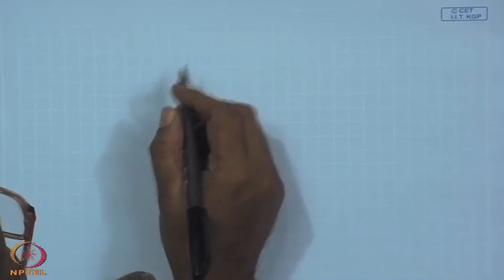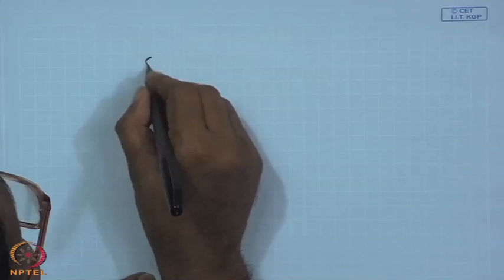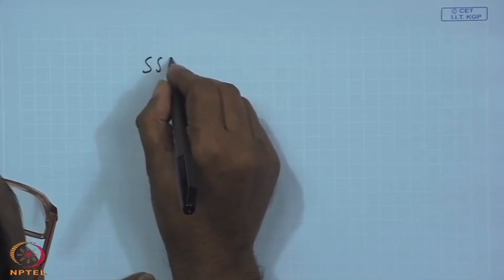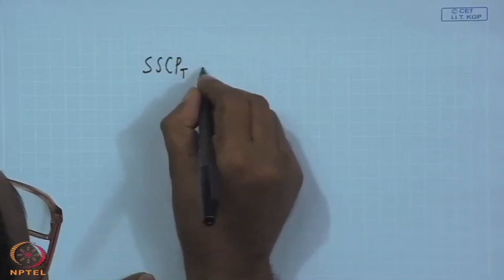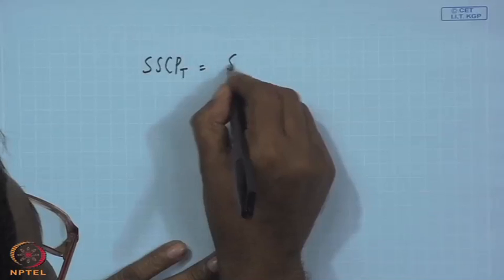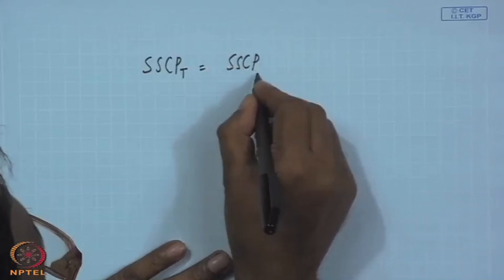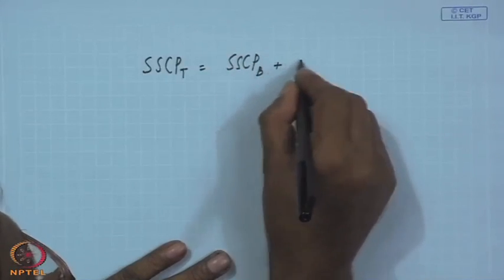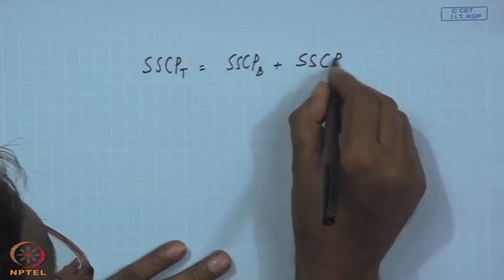Morning. We will continue MANOVA, multivariate analysis of variance. What we have seen in the last class is that we have decomposed SSCP total into two parts: SSCP between populations plus SSCP error.